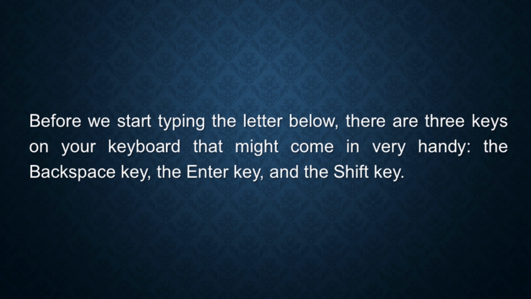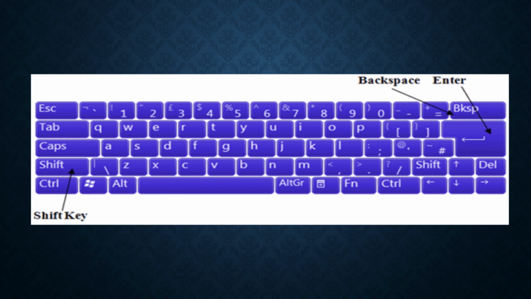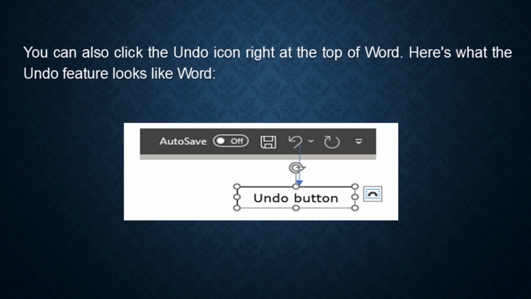Before we start typing the letter below, there are three keys on your keyboard that might come in very handy: the backspace key, the enter key, and the shift key. If you have made a spelling mistake, tap the backspace key to get rid of your unwanted characters. You can also click the undo icon right at the top of Word. Here's what the undo feature looks like.